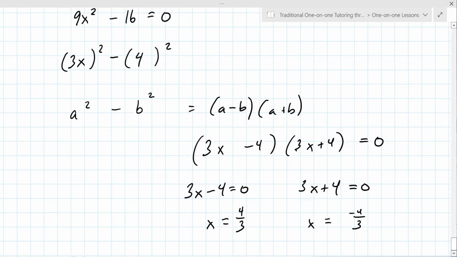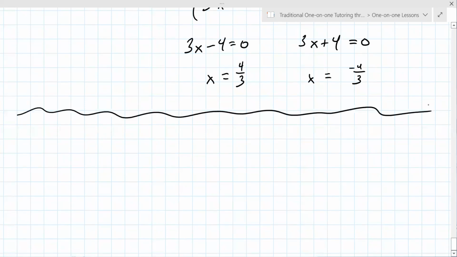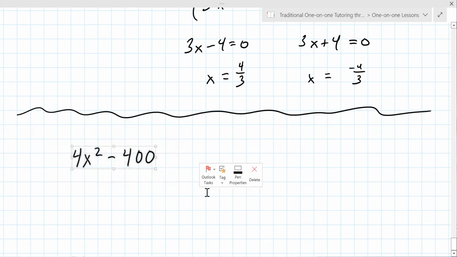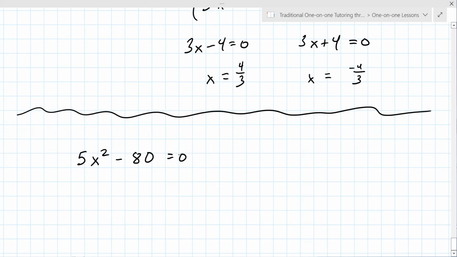Let's try one here that requires you to do something else. Actually, this is not a great one, let me do a different one. Let's go 5x squared minus 80 equals 0. Okay, so square it, and that's like the same as a square root. You should always look for GCFs first. I guess 5 is a GCF for this problem. Yes.